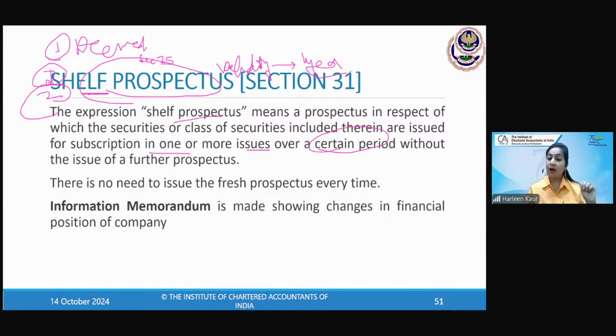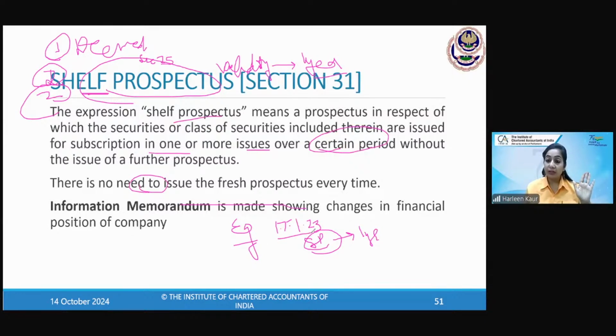Now, again and again, after 2 months, it can raise the money. It can ask for the money. After 6 months, it can ask for the money on the basis of the same prospectus that I have filed with the ROC. There is no need to issue a fresh prospectus every time. Let's take an example. For example, a company on 17th January 2023 has filed a shelf prospectus with ROC for a period of 1 year. It has filed it with the ROC.